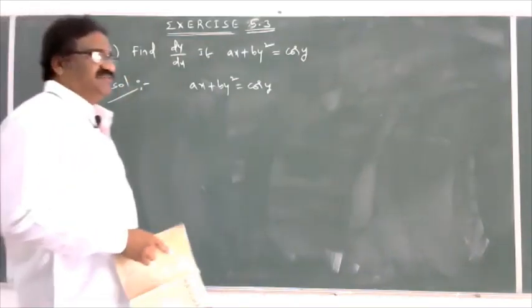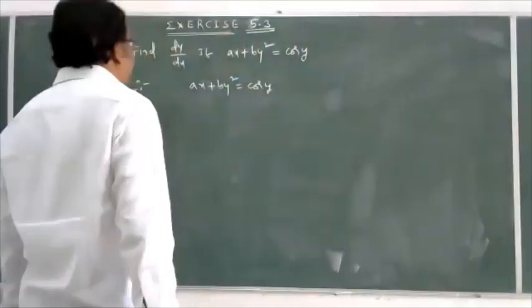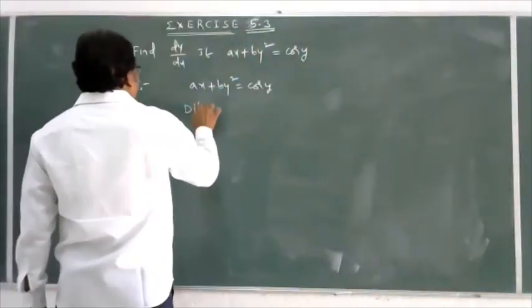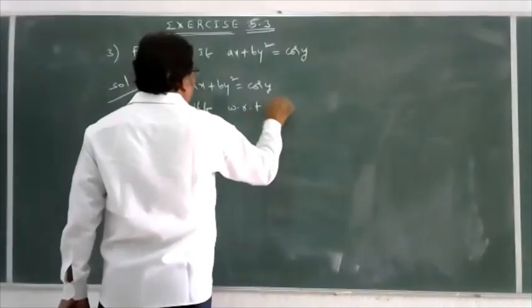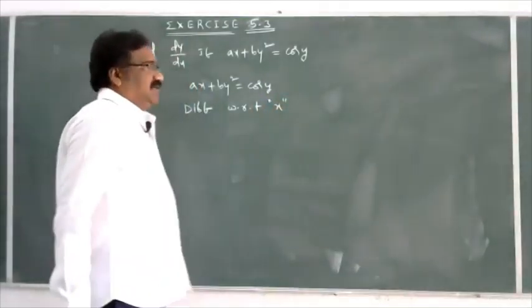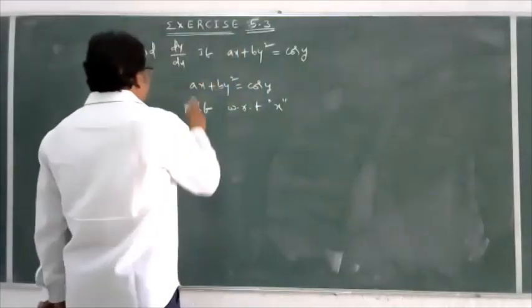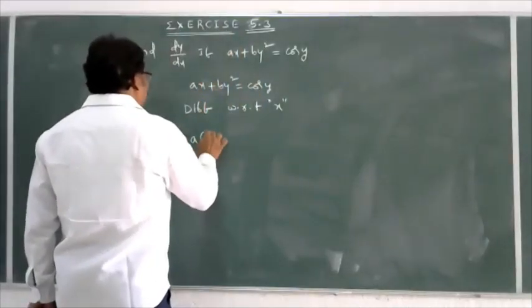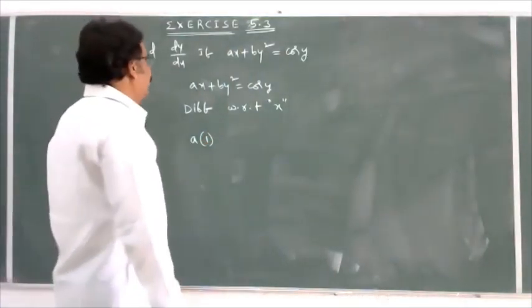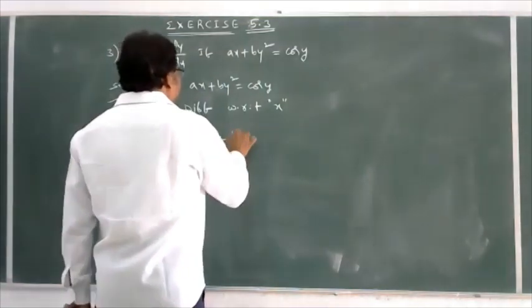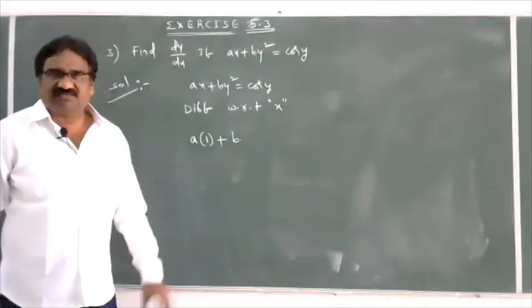ax plus by square is equal to cos y. Differentiating both sides with respect to x. Here a into x derivative 1 with respect to x, we are doing a into x derivative 1, plus b into, first you consider this is x square or y square, like that.